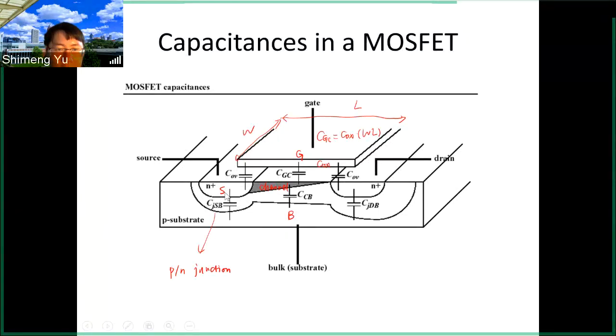So we have the CJSB, that is the junction capacitance between the source and body, and similarly CJDB between the drain and the body. So we have those two. And in addition, we have this COV, that is overlap capacitance between the gate to source and gate to drain. This is overlap capacitance.